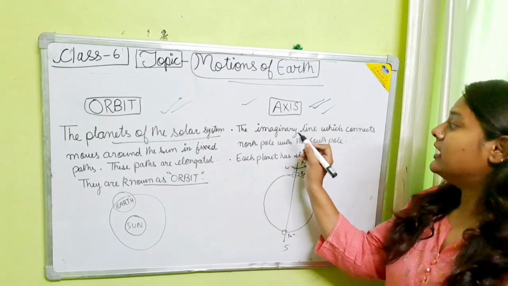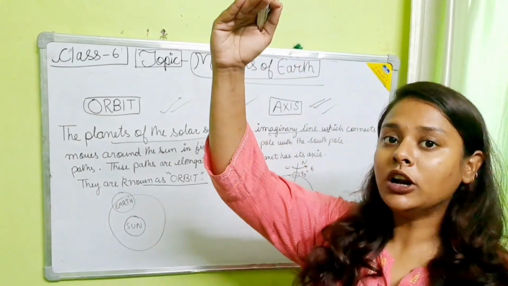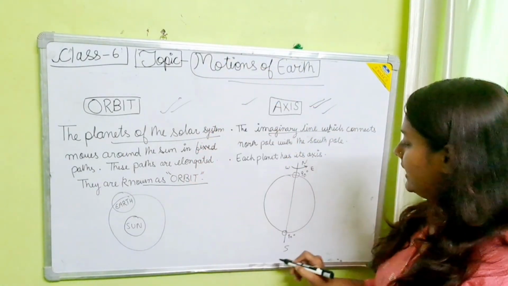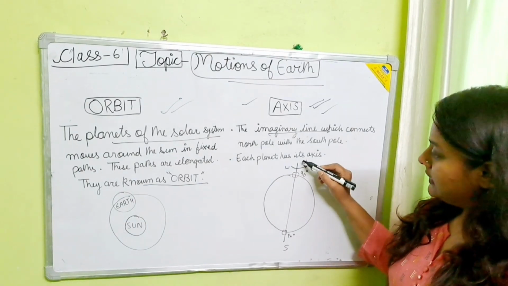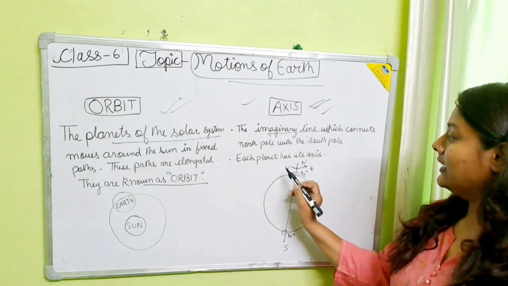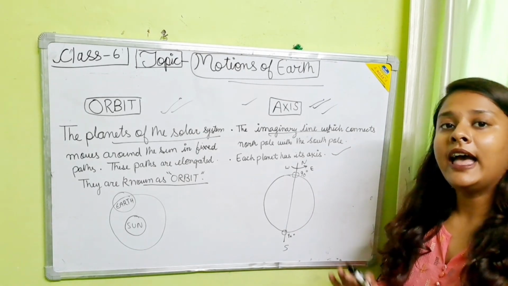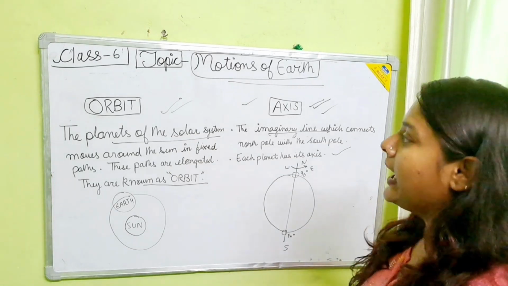Now axis, the imaginary line. Axis is the imaginary line which connects the North Pole with the South Pole. Here you can see, this is an imaginary line which connects the North Pole with the South Pole, and Earth moves from west to east. Each planet has its own axis. Every planet has its own axis.